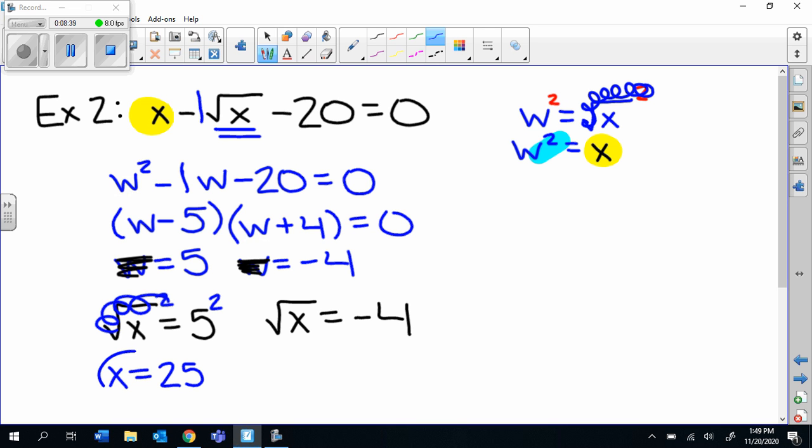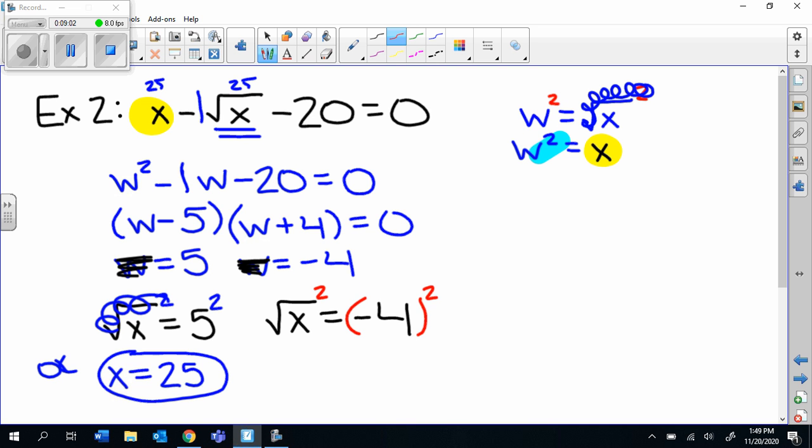We need to make sure that checks. So come up here and think through what it would be if it was 25. 25 take away, the square root of 25 is 5, so 25 take away 5, take away 20, that's okay, that checks out. All right, if you need a little bit more for that one, feel free to work it out, convince yourself that what I'm saying is true.